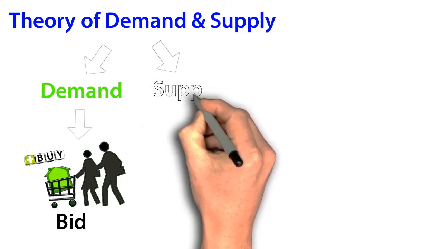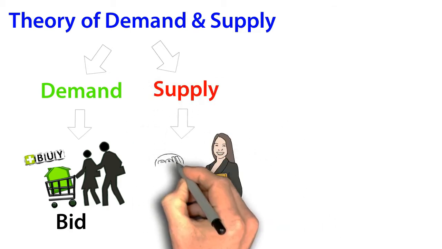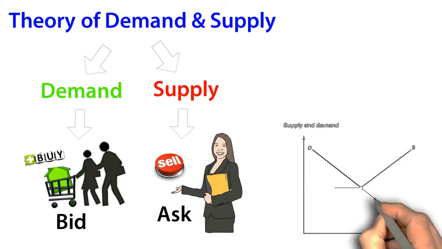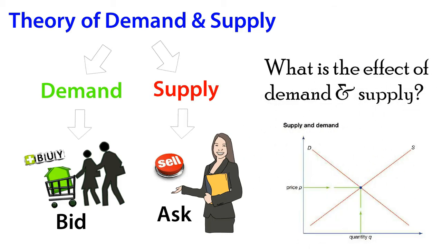So what is the meaning of supply? Supply is the amount of resources that are able to be provided to the marketplace. In the stock market, ask is known as sell. What we draw here is the supply and demand curve. So, what is the effect of demand and supply on the stock market?